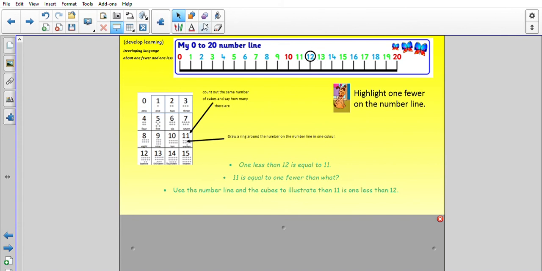I'm going to go that way. So what's 1 less? You're right, it's 11. Well done. So 1 less than 12 is equal to 11. 11 is equal to 1 fewer than 12. Oh, well done. That's all a bit tricky, isn't it? Less than, fewer than. Well done.